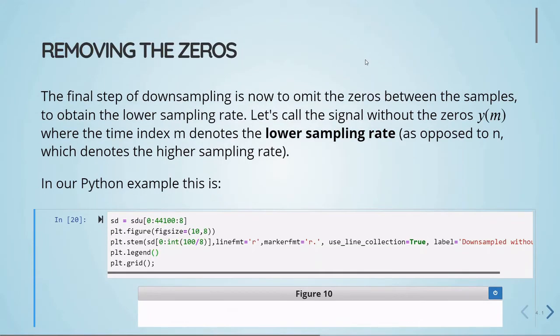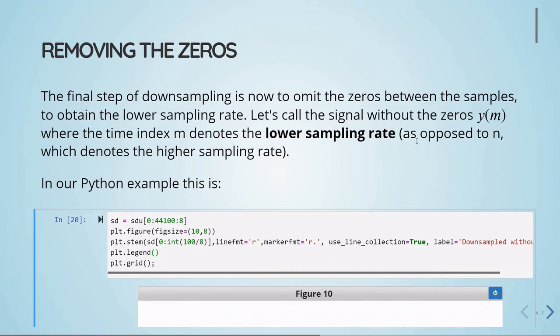The final step of downsampling is now to omit the zeros between the samples to obtain the lower sampling rate. So we will call the signal without the zeros y of m, where the time index m denotes the lower sampling rate, as opposed to n, which denotes the higher sampling rate.